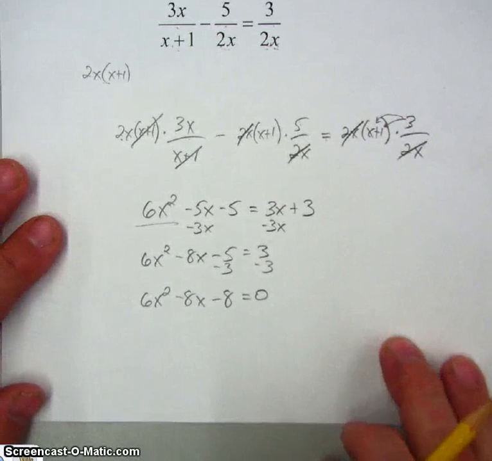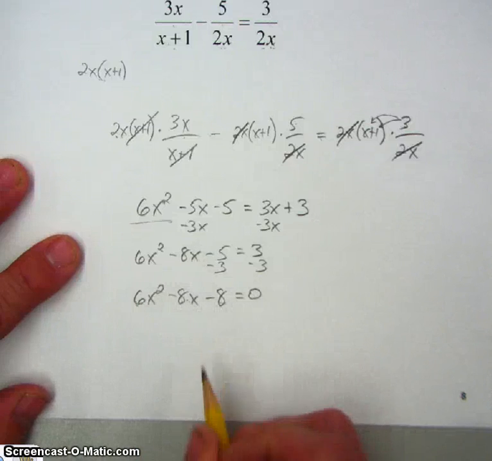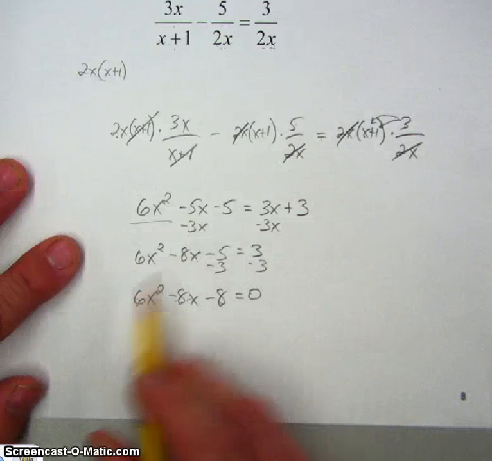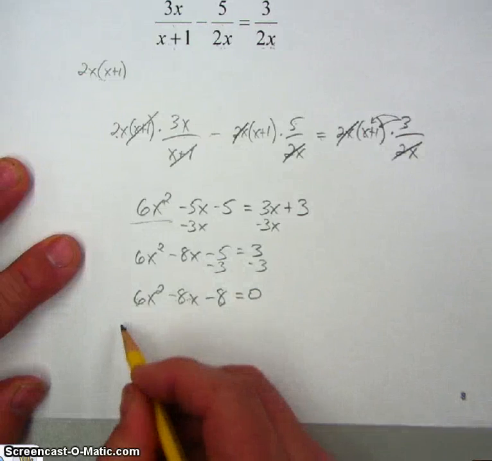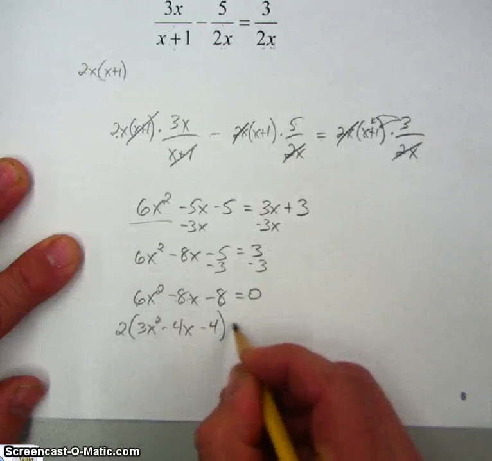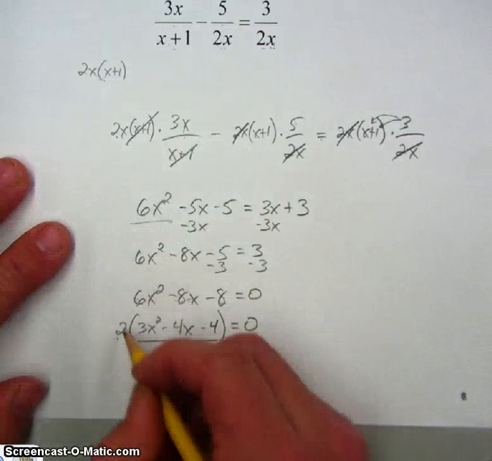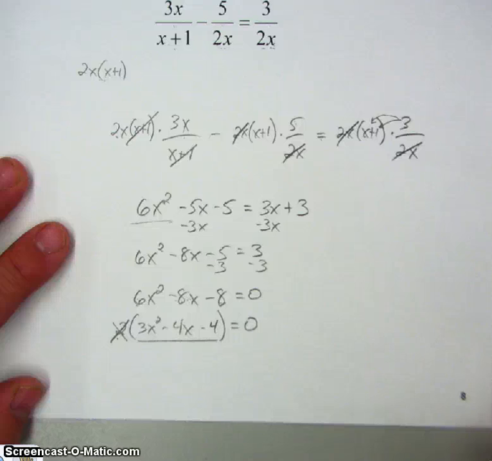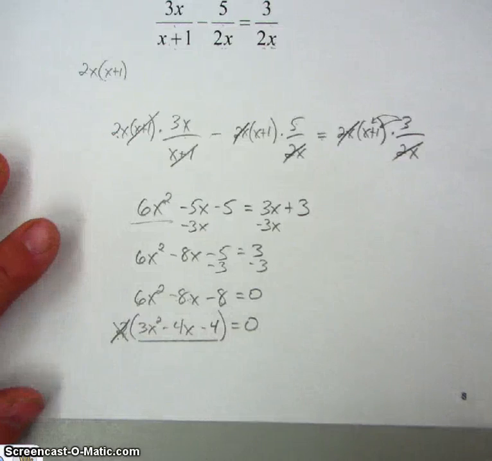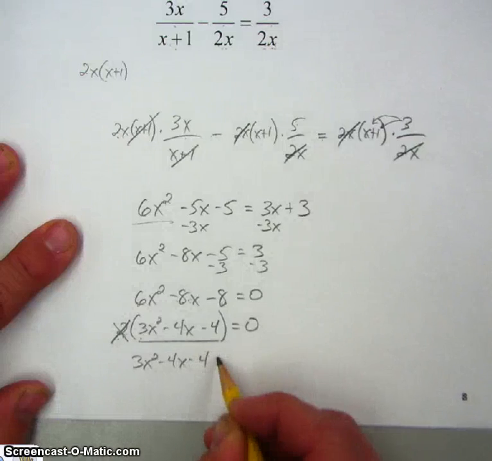All right, so I want to solve this. Well, I noticed that all three terms have something in common, which is that all of them are divisible by 2. So I'm going to factor out 2. All right. Now I'm going to look at that. Since this does not have a variable, I no longer need it. Now, if that was a variable there, then that would be part of my solutions. So now I can just focus on the 3x squared minus 4x minus 4.